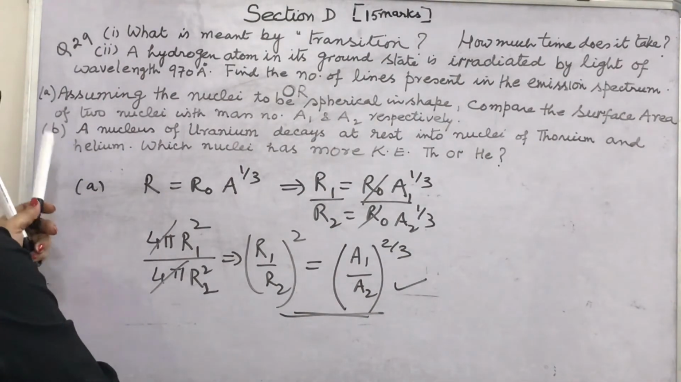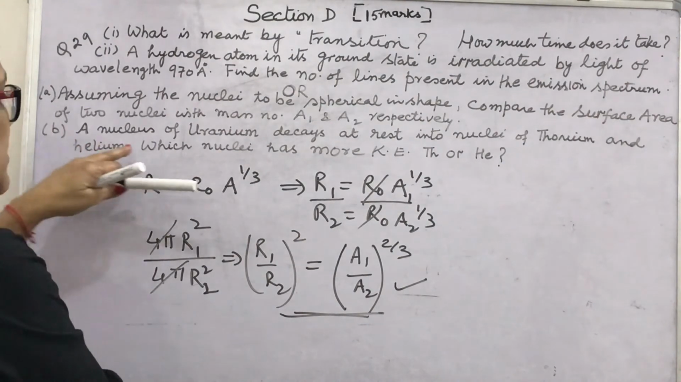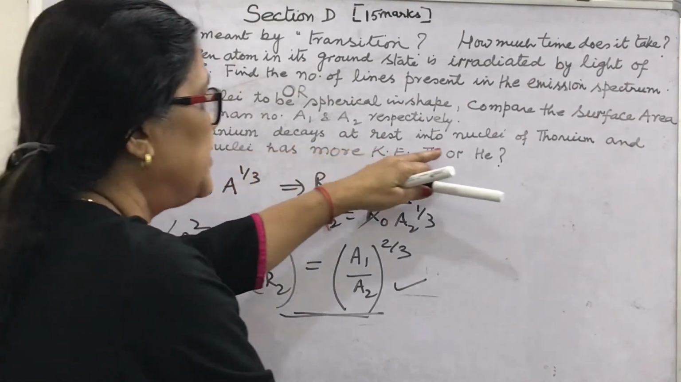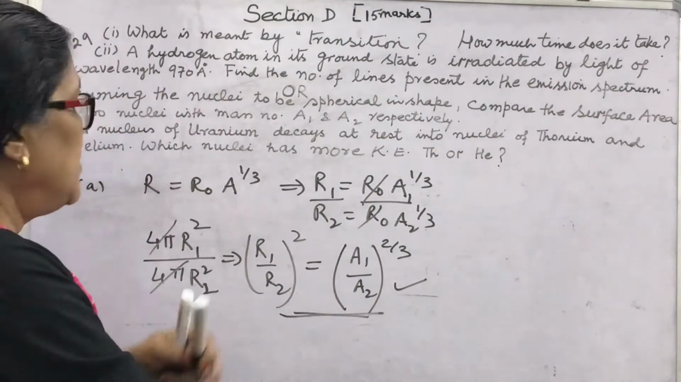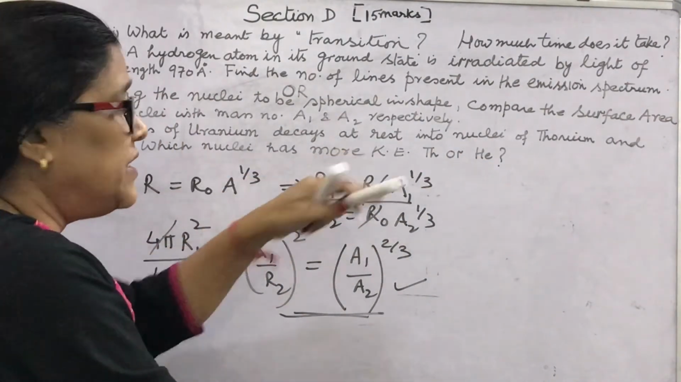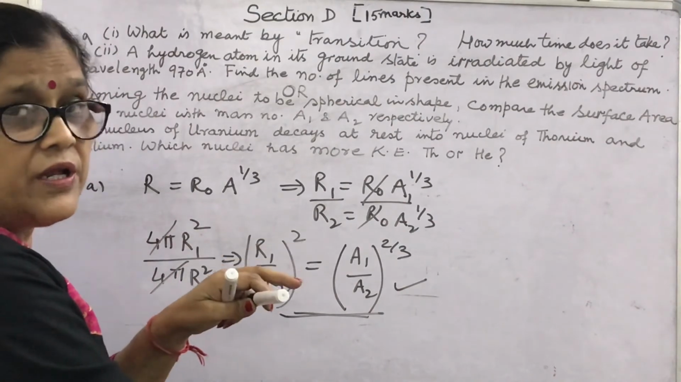What is part B? A nucleus of uranium decays at rest into nuclei of thorium and helium. Which nucleus has more kinetic energy, thorium or helium?